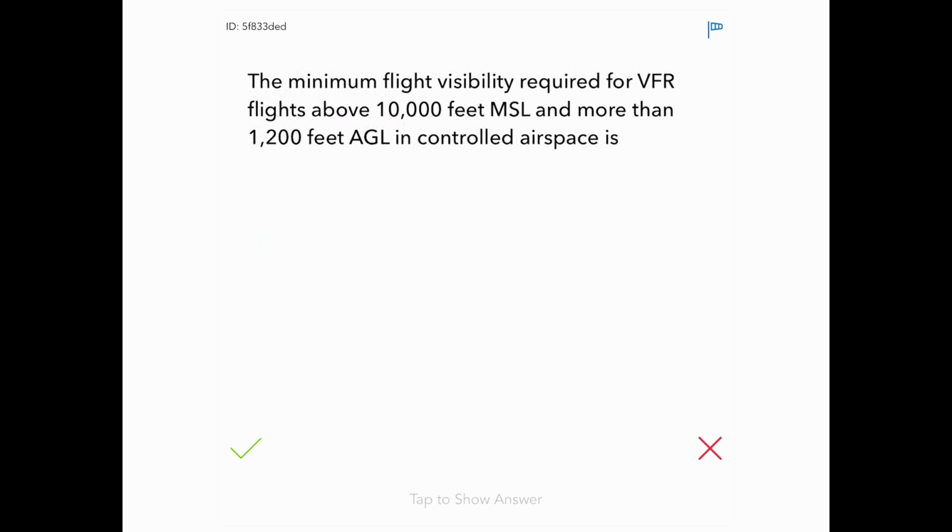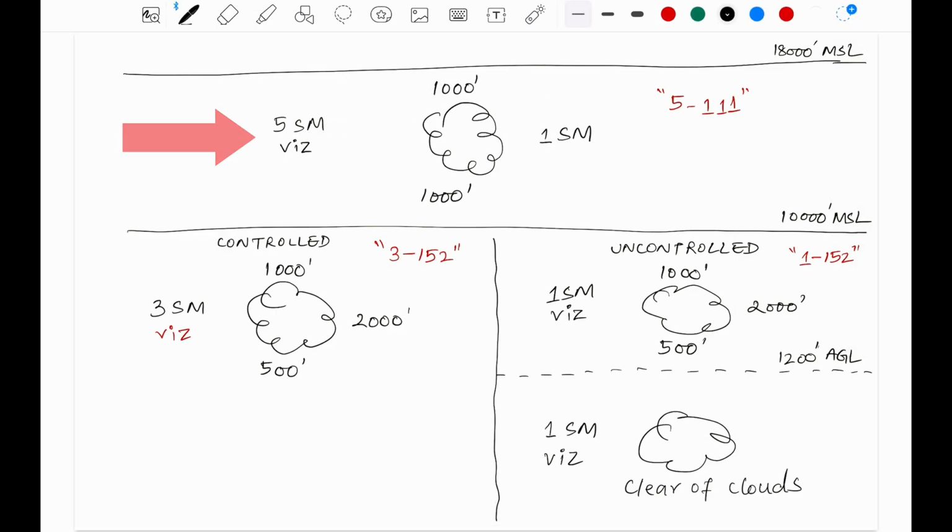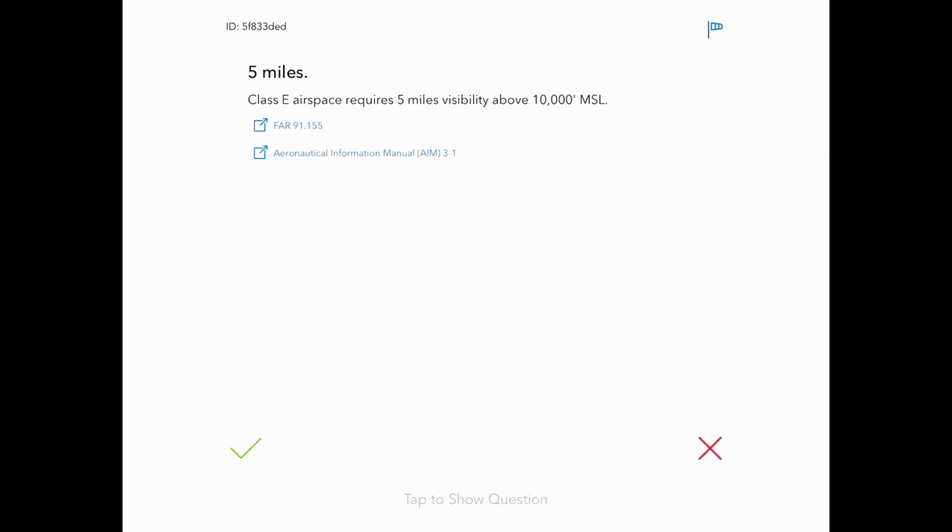Next one, the minimum flight visibility required for VFR flights above 10,000 feet MSL and more than 1,200 feet AGL in controlled airspace. So this is the top part of our drawing. Above 10,000 feet MSL, we need 5111. So the flight visibility, that's the only thing that's asked for here, is 5 statute miles. Tap to show answer, and it's 5 miles.